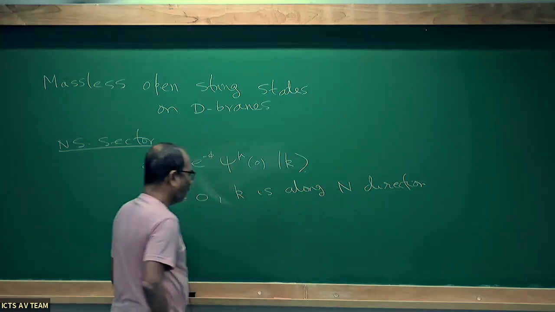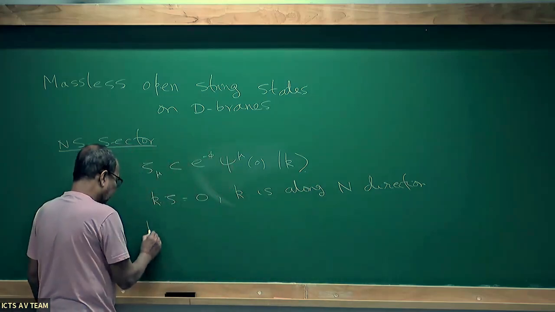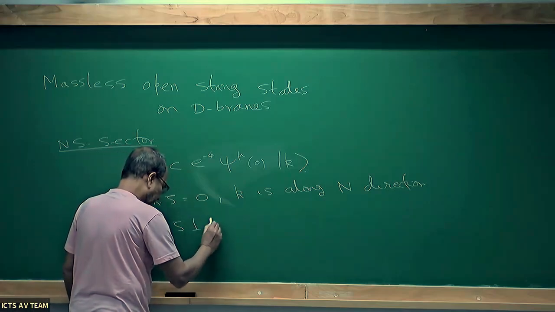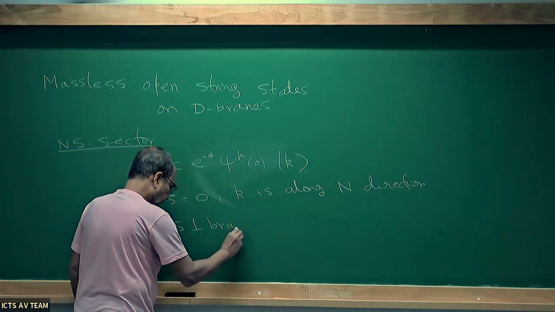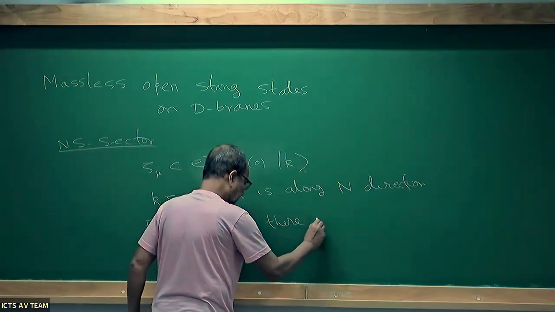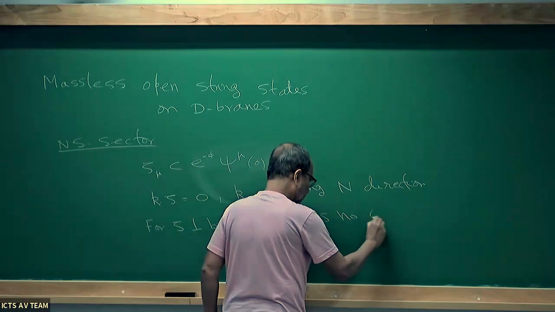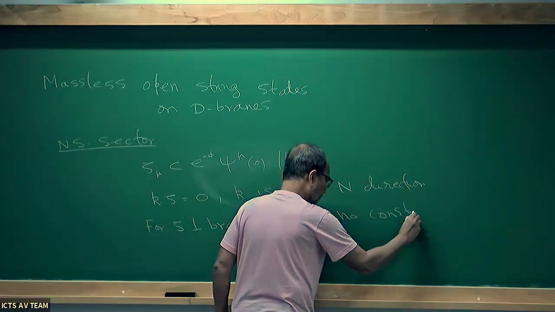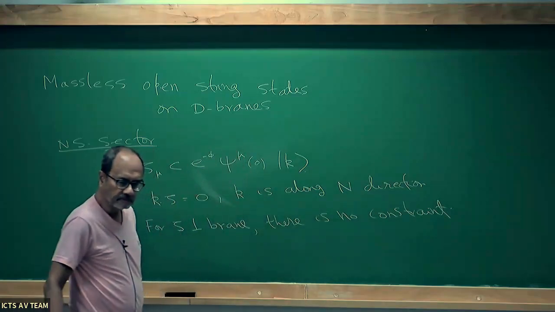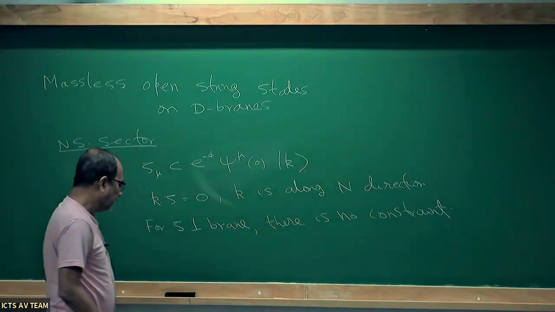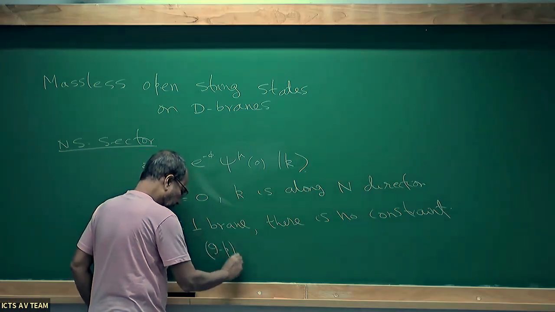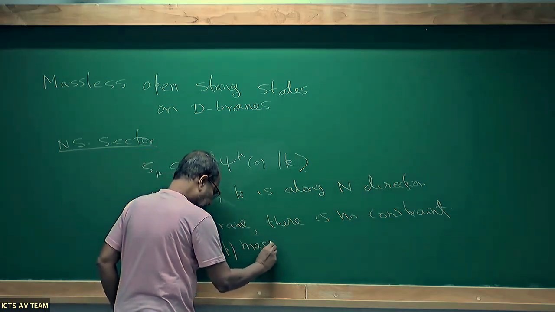So k is along the Neumann direction. So this means that for zeta in the Dirichlet direction, perpendicular to the brane, there is no constraint. And so this gives you 9 minus p massless fields.